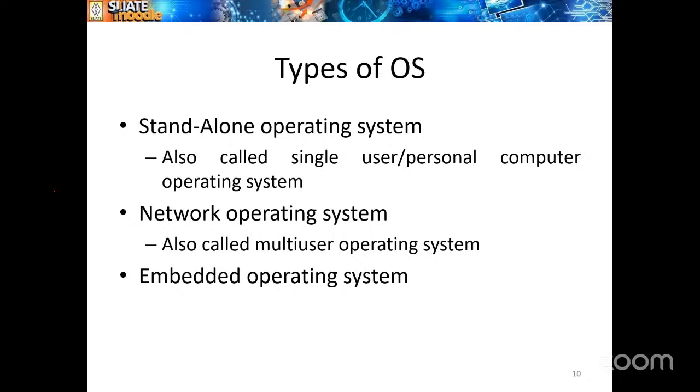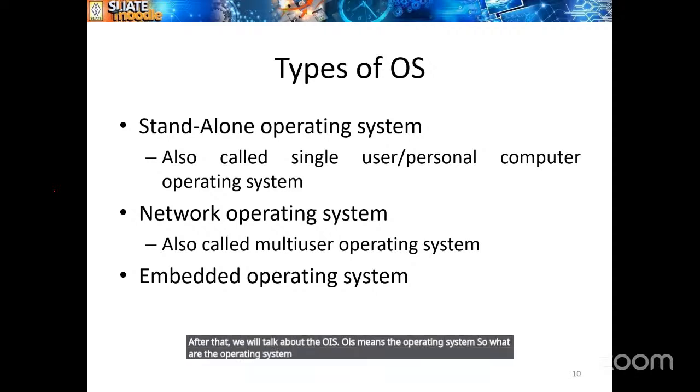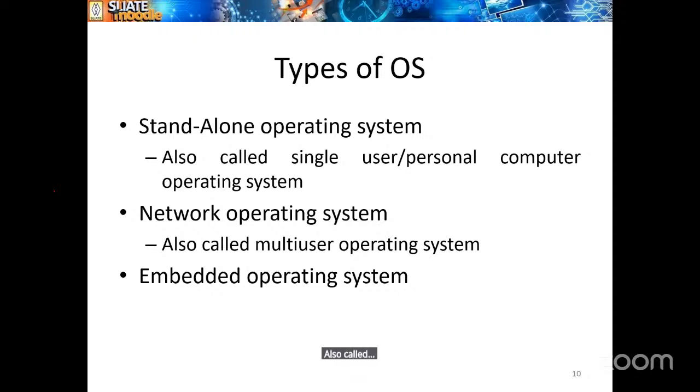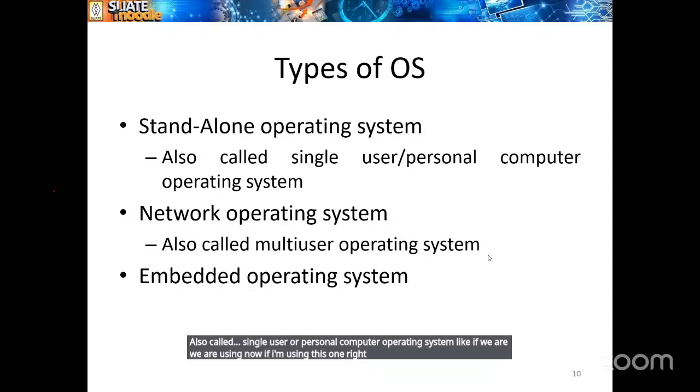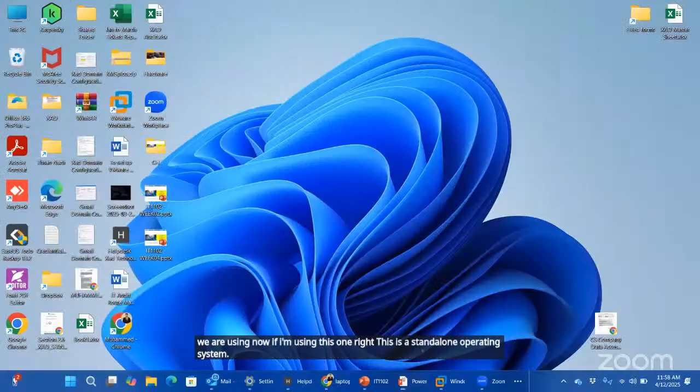After that, we will talk about the OS. OS means the operating system. What operating systems are we using for now? There are three types of operating system. One is a standalone operating system, also called single user or personal computer operating system. If I'm using this one, this is a standalone operating system.